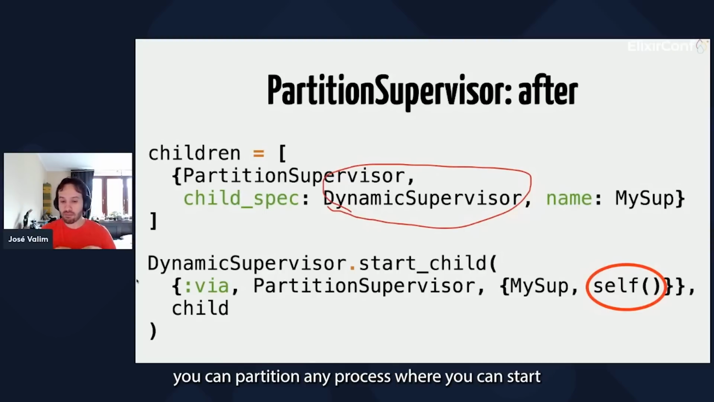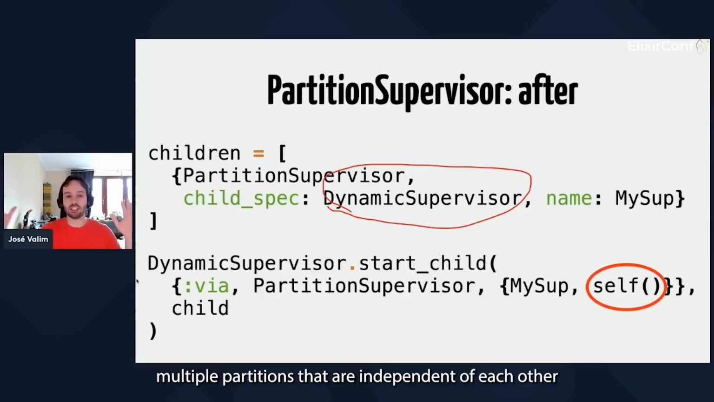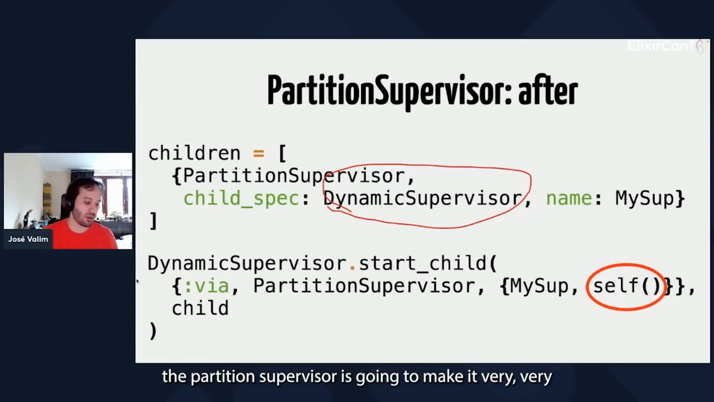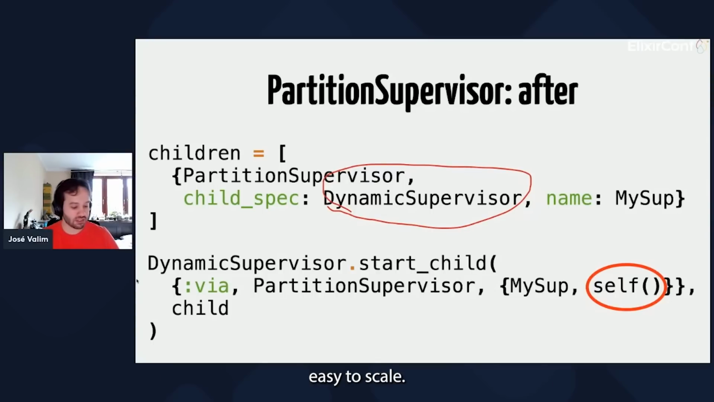but you can partition any process where you can start multiple partitions that are independent of each other. If you can partition their state, you can think of each dynamic supervisor here as a different process with a different state. So as long as they have different states and they don't have to communicate, the partition supervisor is going to make it very, very easy to scale.